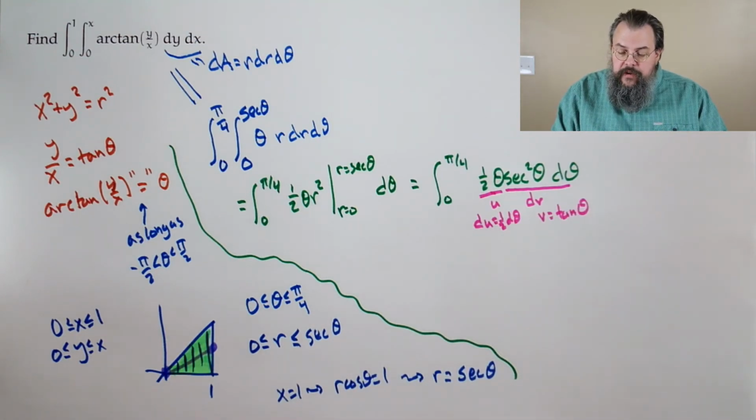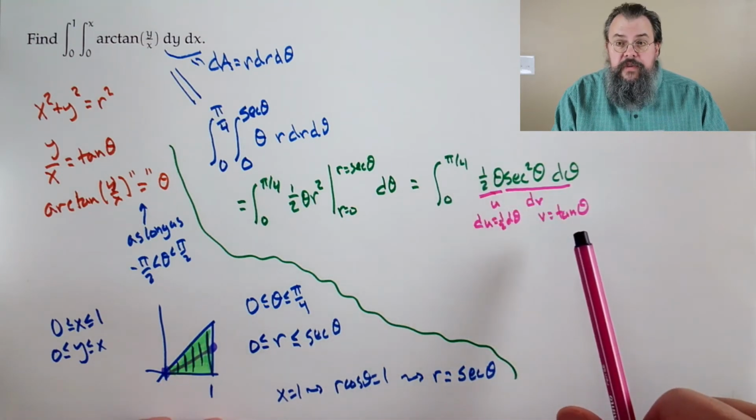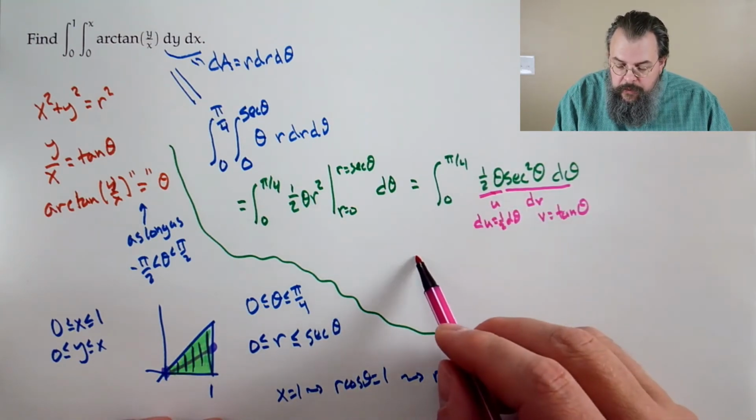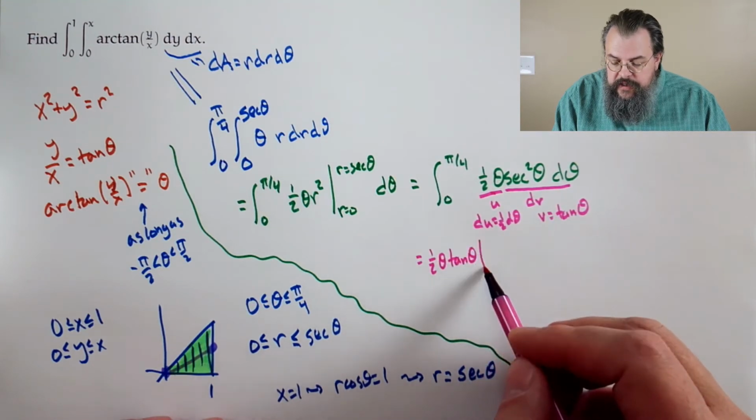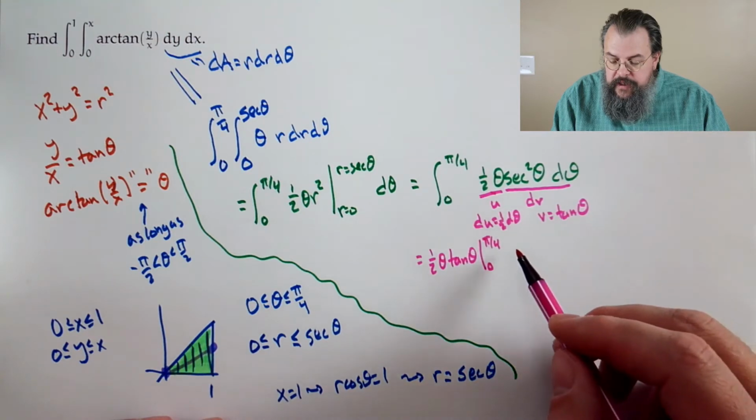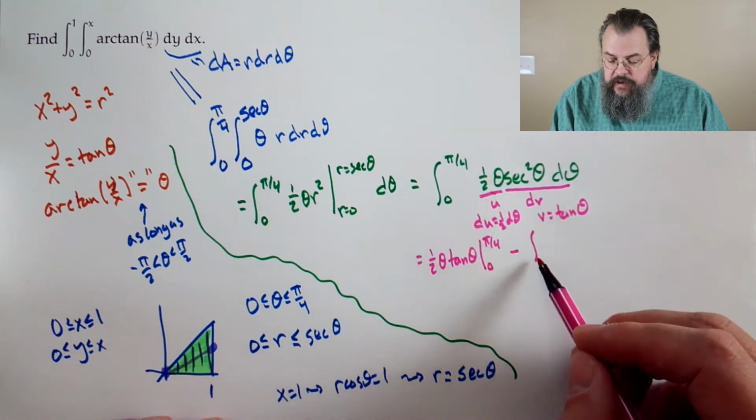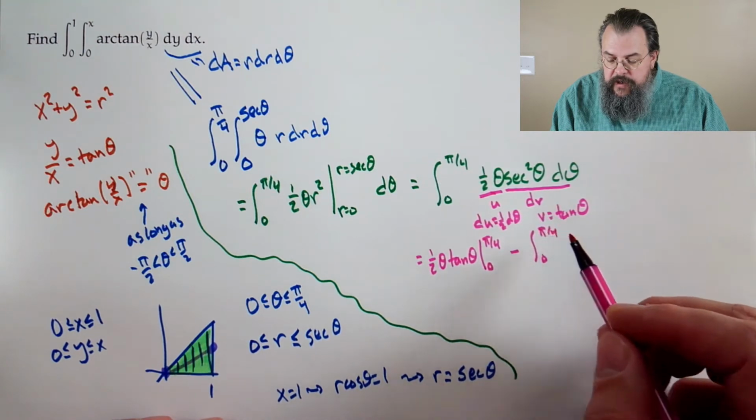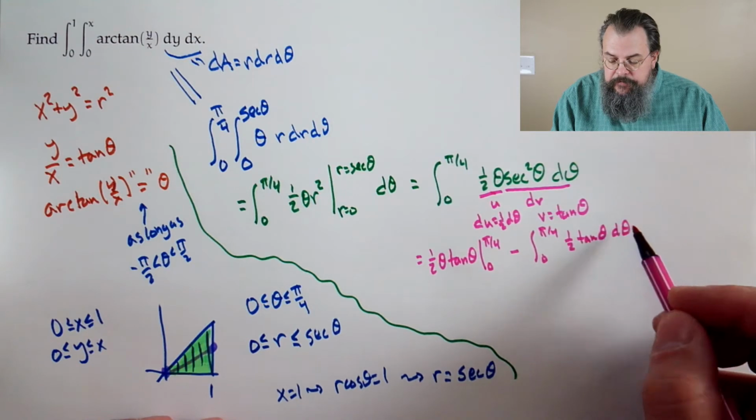Okay, so what do we have? We're going to have u times v. So 1/2 theta tangent theta, and evaluate from 0 to pi over 4, whatever that turns out to be, minus the integral of v du. So that's the integral 0 to pi over 4 of 1/2 tangent theta d theta.